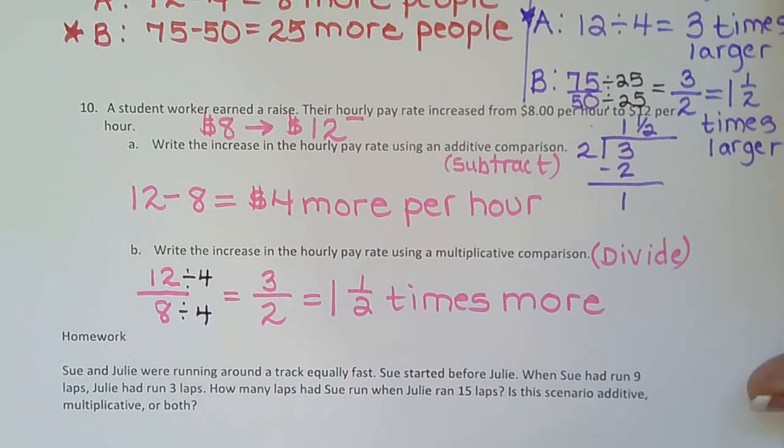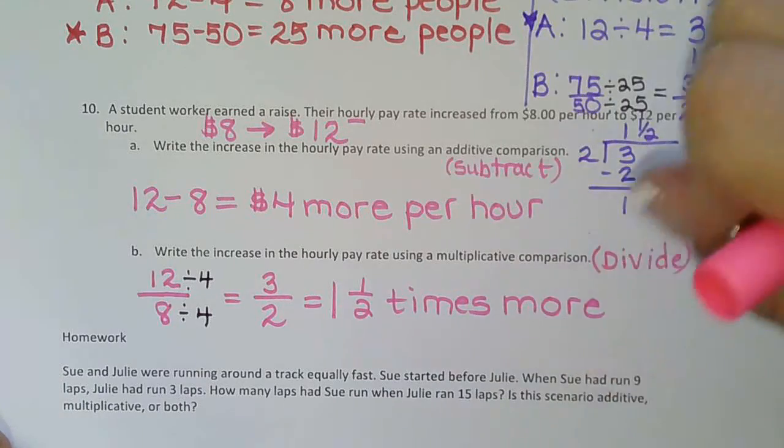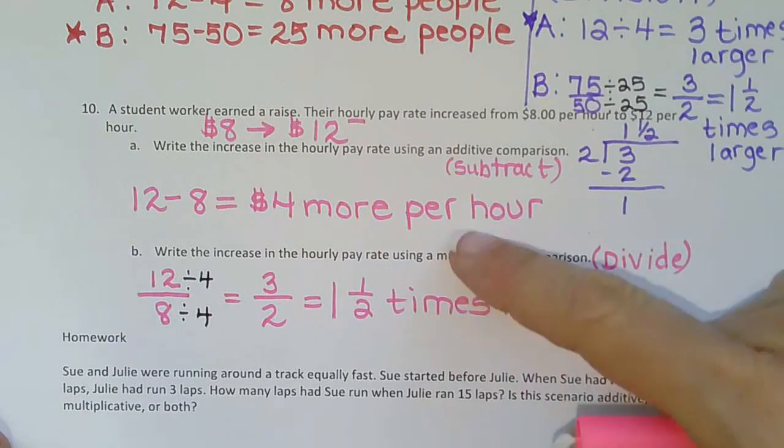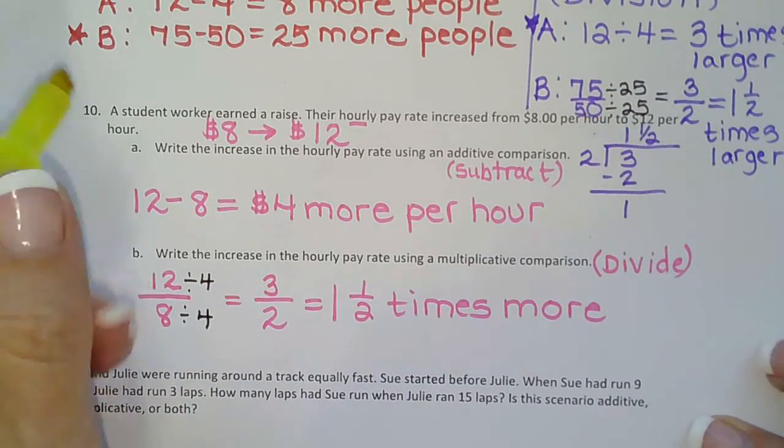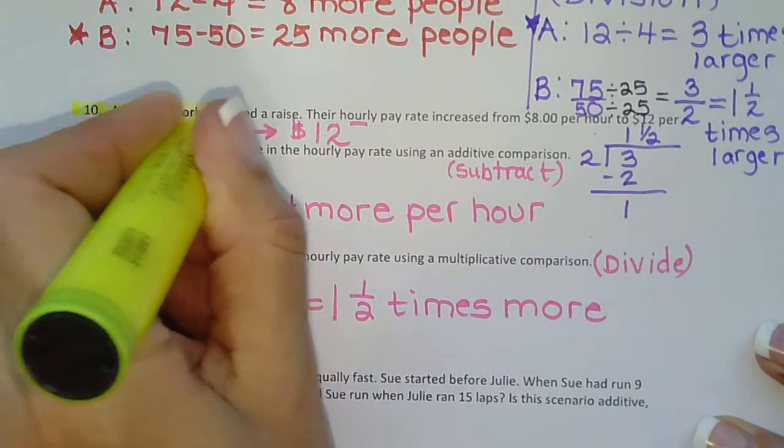So both of these are correct. They're just two different ways to talk about your raise. I made $4 more per hour, or my paychecks are 1.5 times more than they were. Two different ways to look at it, and this is what we do on the test: we give you a problem and we ask you to talk about it using both types of reasoning. So this would be a really good one to highlight as a test question. I think it's right on the front page of your test, matter of fact.